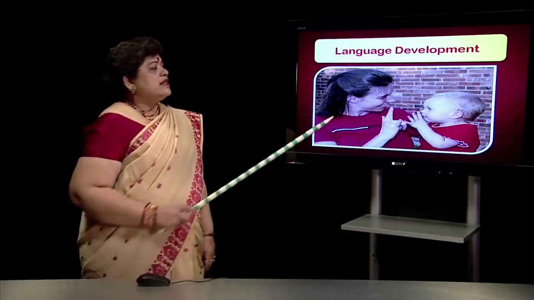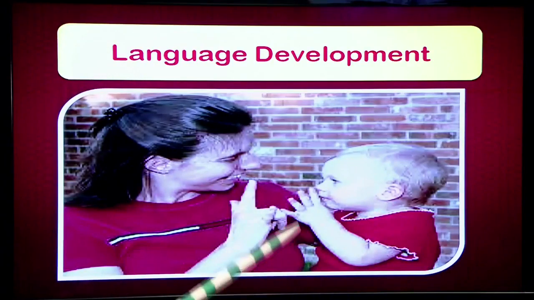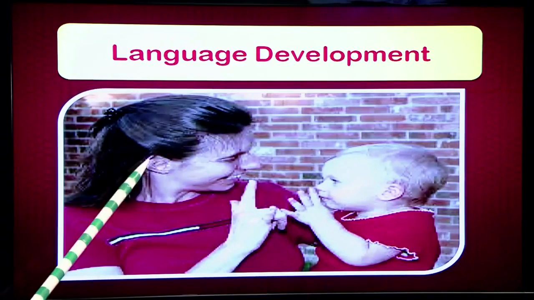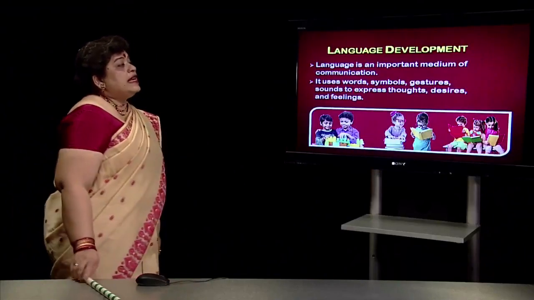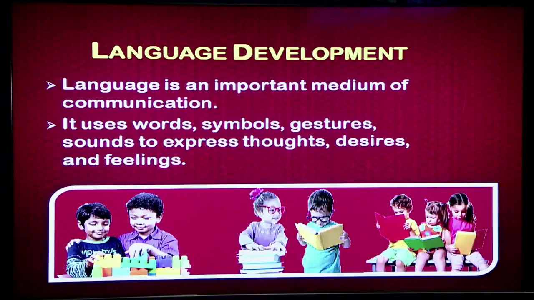Language development. This is a very important aspect because we are all social animals. We all need to talk, we need to hear, we want to know what others are talking about us, what is happening around me. So language development is a very important feature. When we say language development, it is an important means of communication. It is very important for us to communicate. We have to communicate whether by use of language or gesture or symbol or whatever, because if we are not able to communicate, we feel uncomfortable and we want to share, we want to know.